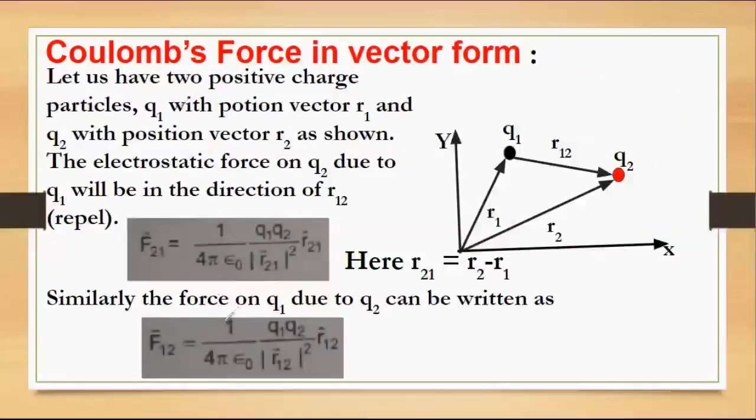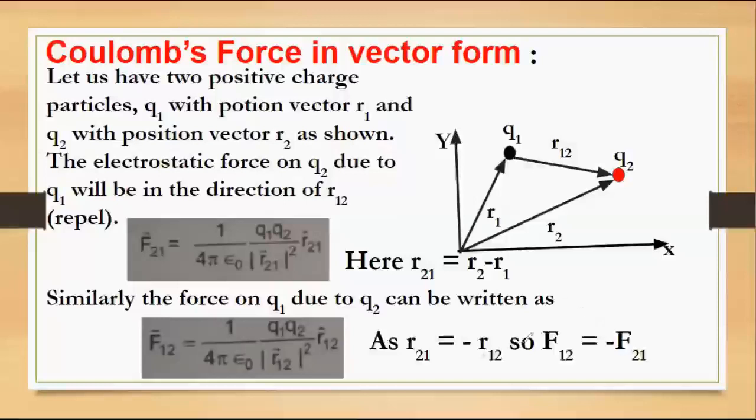So the force on Q1 due to Q2 can be written as F12 equal to Coulomb's constant 1 by 4 pi epsilon naught, Q1 Q2 by R squared, that is magnitude only. So you can write R21 or R12 also, no problem, there is magnitude. But the unit vector should be written well. That is very important, because you see this R21 will be in this direction, and that R12 is in this direction. Completely different, so you cannot make the mistake. So this is finally the vector form.